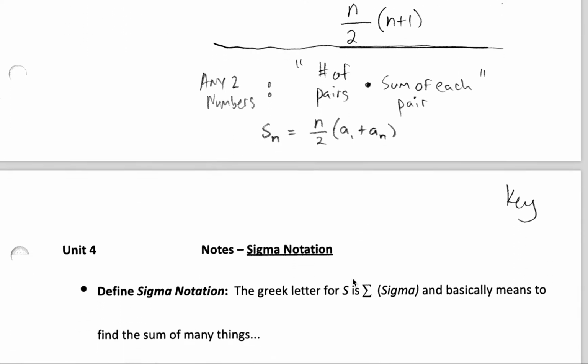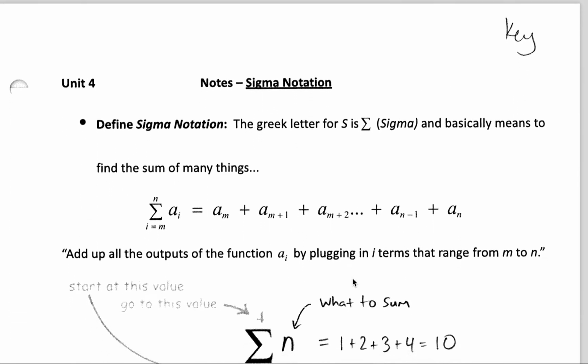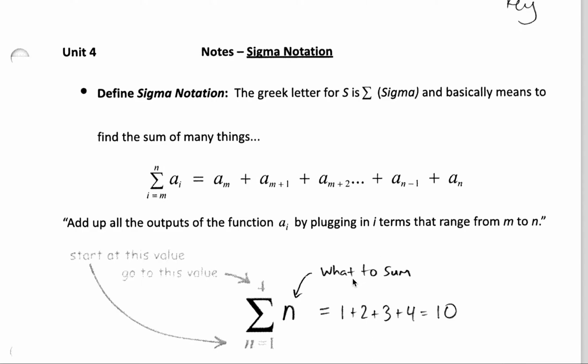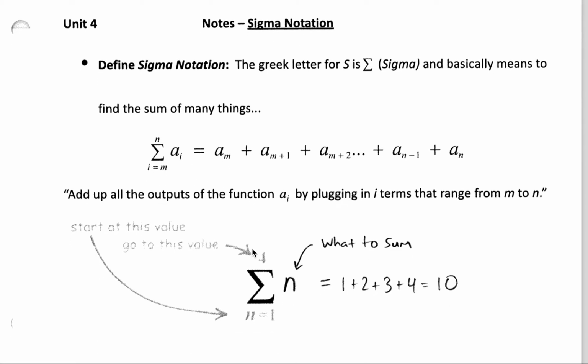All right, so now let's get into sigma notation. So this is where sigma notation comes from. We use this sigma notation to represent sums of numbers, or a sum of all the outputs of a function if we start to include a function here.